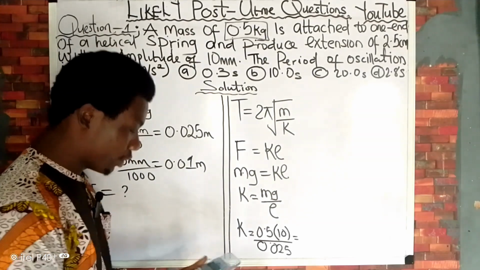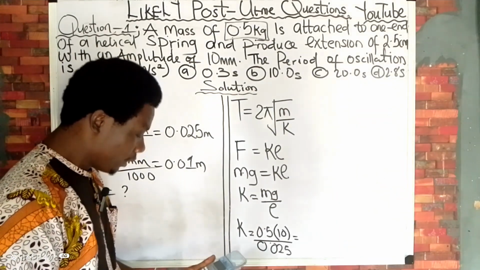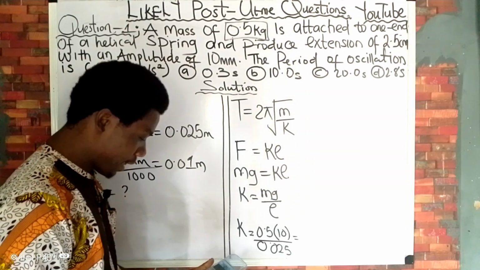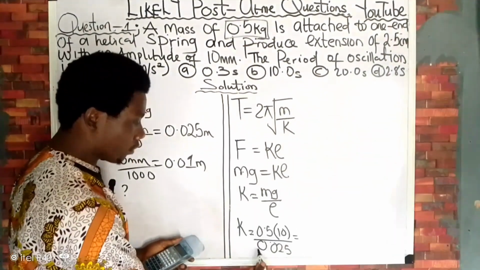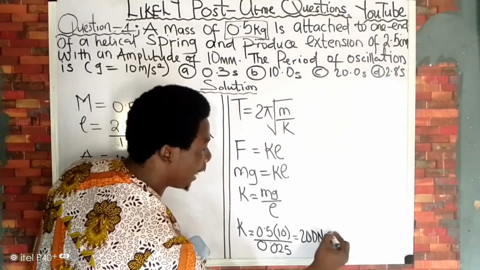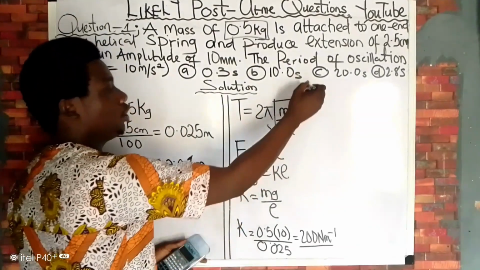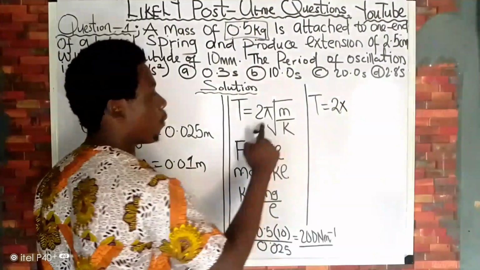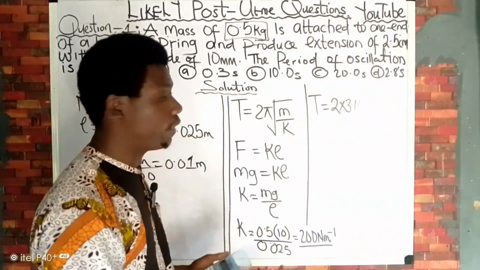So let's quickly do this to get our force constant. Our force constant will give us 0.5 times 10 divided by 0.025. This will give us 200 Newton per meter. This is our force constant. Wow, that's interesting. So we are going to get the period. Period is equal to 2 pi. Our pi is 3.14, don't forget, or 22/7.